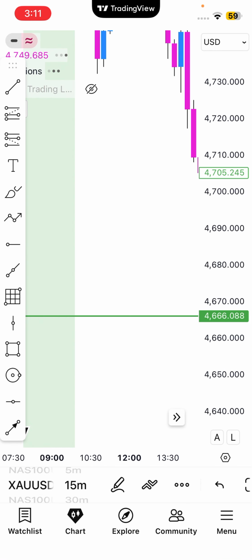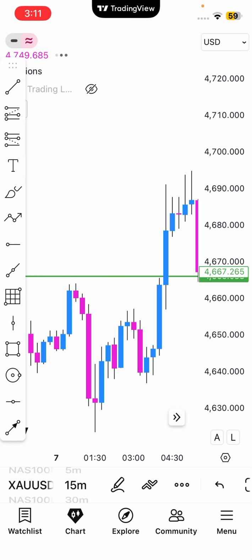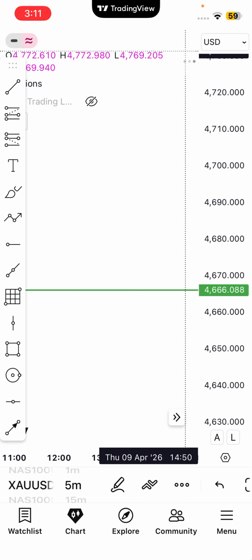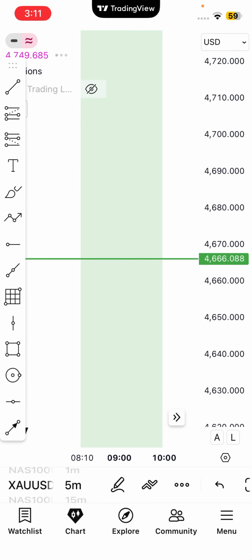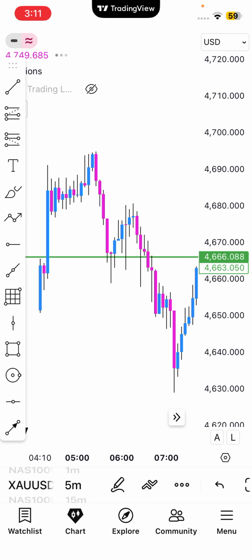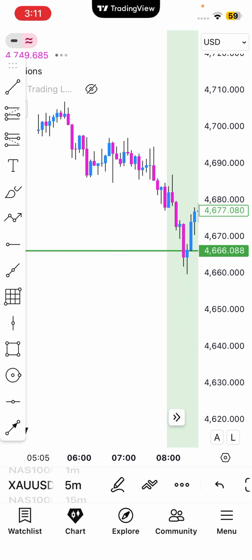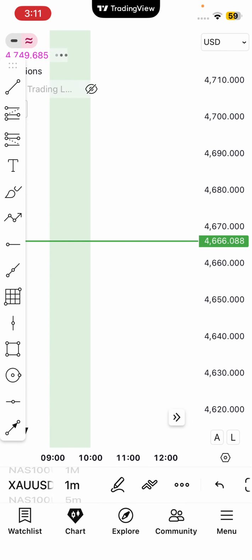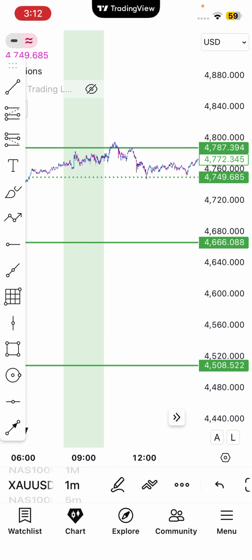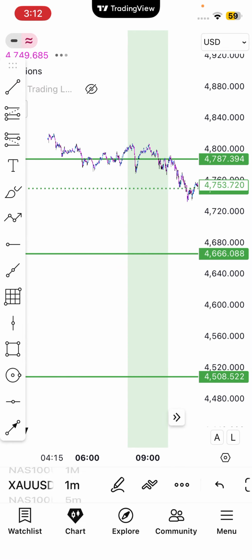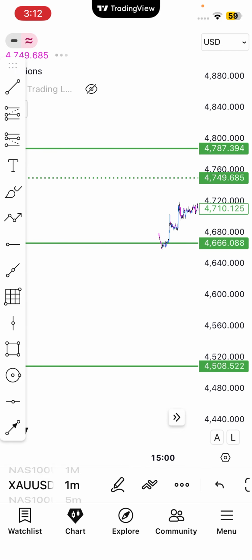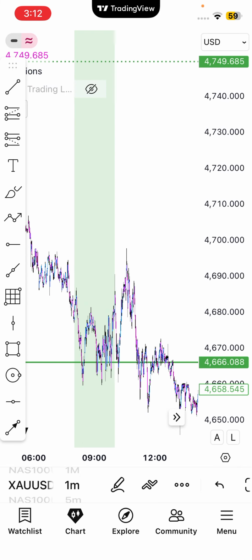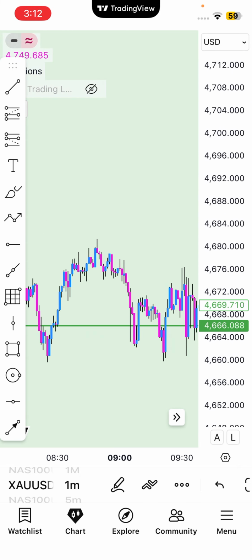So if I go to the 15, there's nothing there. If I go to the 5, there's nothing there. So this comes down to the 1-minute time frame. I believe it was on the 1 minute. So just going to show you. So just kind of zoom in.